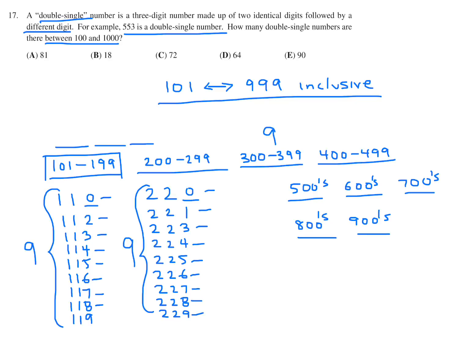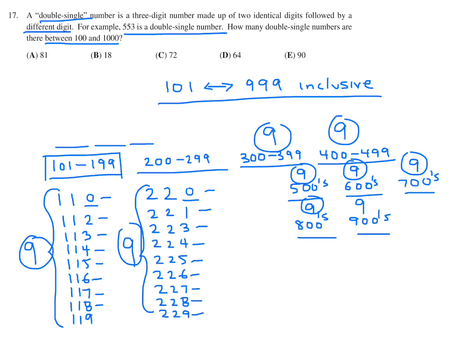And very similarly, this will have 9, this will have 9, and all of them will have 9. Like that, okay? So in total, how many do we have? 9 times 9. So that's 81. So number 17, the answer is A.